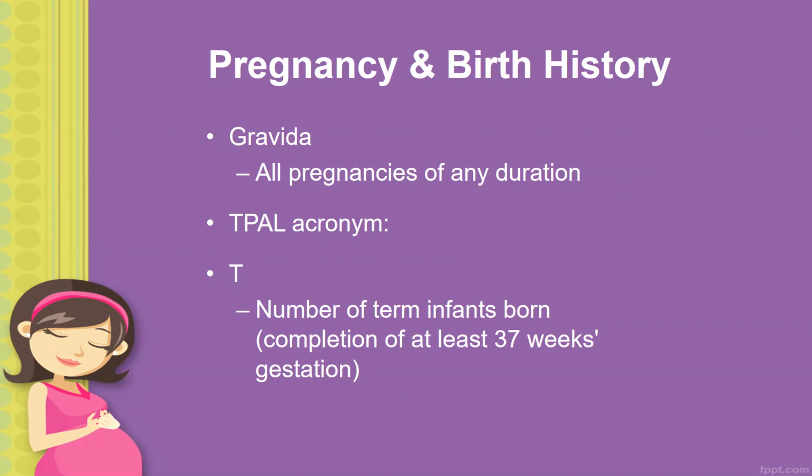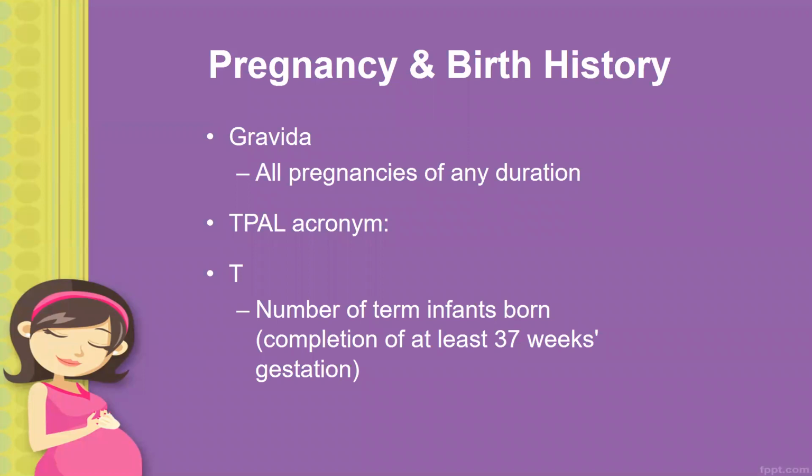With pregnancy and birth history, we can use the acronym, and make sure you're familiar with that, to list their history down. Gravida is how many times they've been pregnant, all pregnancies, no matter whether they were term or preterm or less than 20 weeks. We count how many times they've been pregnant.